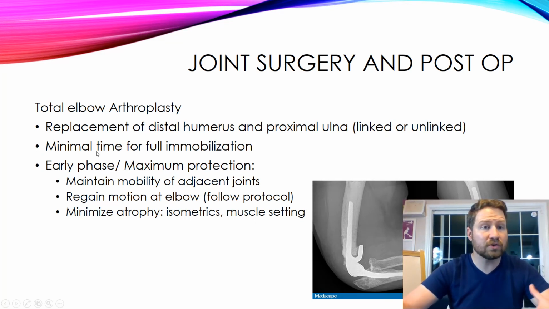Okay, for our total elbow, that's a replacement of the distal humerus and proximal ulna. It can be linked and unlinked. It used to be in the early days they were directly attached. I don't believe that is accurate too much anymore. I think it's more free gliding. Again, this is not common. You do not see a lot of these at this moment in time. I'm sure that as we progress medically, we'll see more.